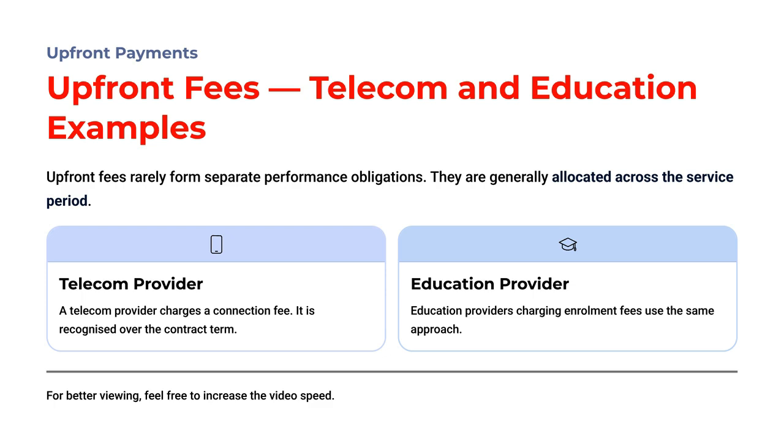End. Upfront fees. Telecom and education examples. Upfront fees rarely form separate performance obligations. They are generally allocated across the service period. Example: a telecom provider charges a connection fee. It is recognized over the contract term. Education providers charging enrollment fees use the same approach.